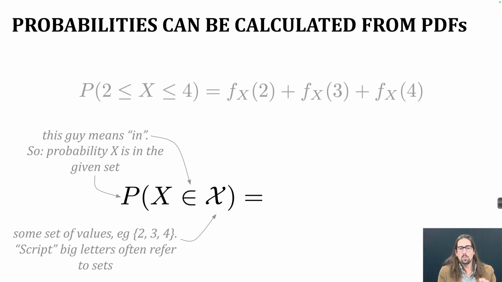So this is the particular thing that we are looking at, the probability that x is between 2 and 4. And we're saying this is the sum of the densities at each of the values that x takes.